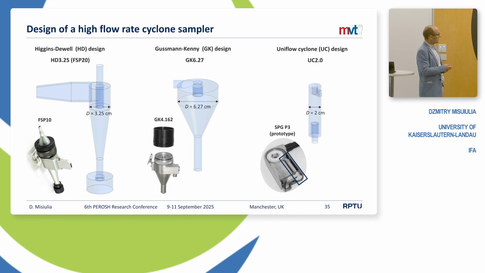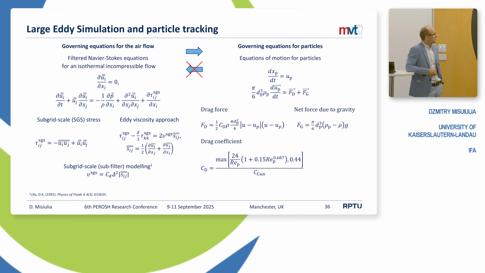For 20 liters per minute flow rate, the HD cyclone has a diameter of 3.25 centimeters, so it was named HD 325. Correspondingly, the GK cyclone has a diameter of 6.27 centimeters, and the Uniflow cyclone has a diameter of 2 centimeters. These cyclones were investigated computationally using CFD simulation, so a bit of the physics behind the CFD simulations.